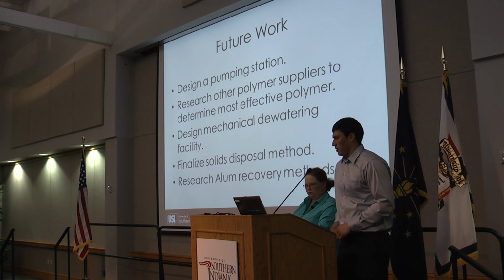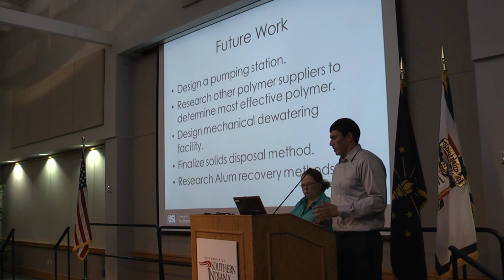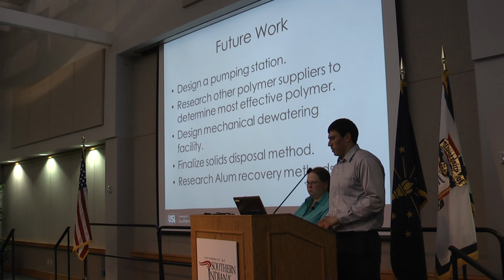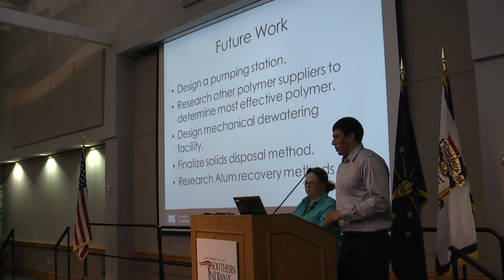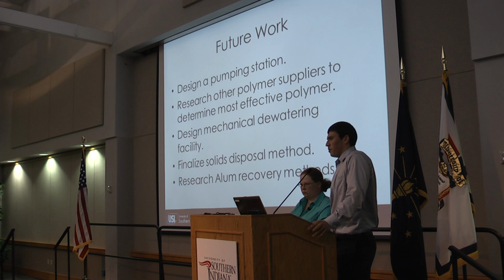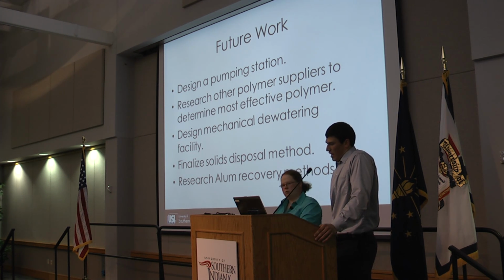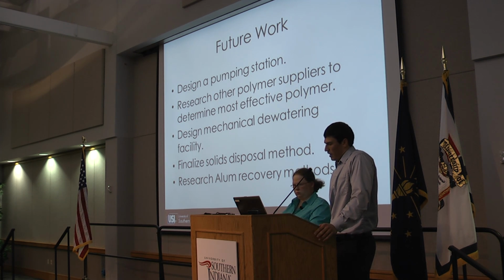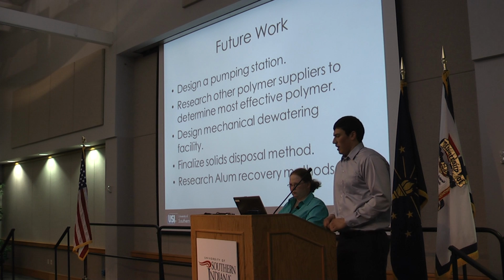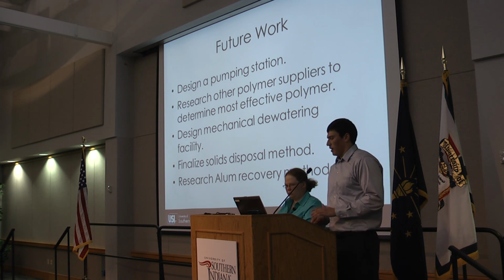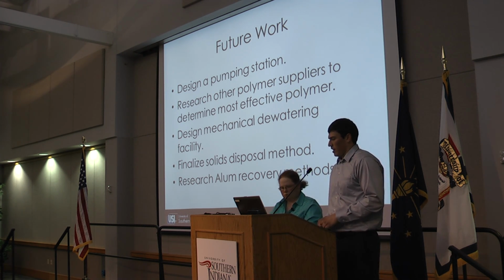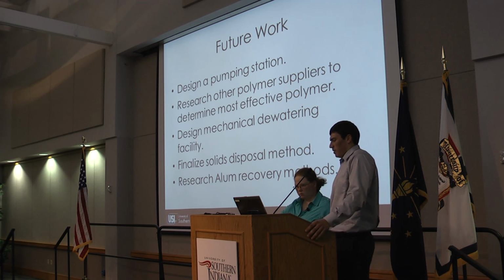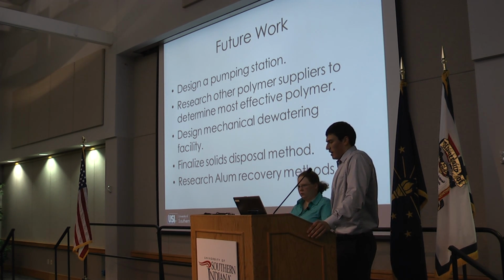So a few things left to do to complete this project: a pumping station needs to be designed to pump the sludge up to the top of the dewatering facility. Other polymers need to be researched to determine the most effective polymer for our type of sludge. A mechanical dewatering facility also needs to be designed to house the mechanical dewatering equipment, and a solids disposal method needs to be finalized. A contract needs to be done with the trucking company to transport these solids to the final disposal site. And also, alum recovery methods should be researched to determine if the alum can be recovered and used for coagulation in the plant.